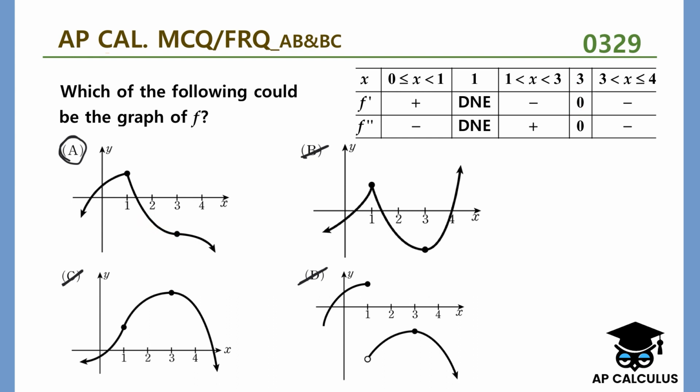So slope here is 0. And what happens is that f double prime changes from positive to negative, right? We must have a point of inflection. Concave up, concave down, right? And f is decreasing since f prime is negative in this interval. Decreasing. Concave up, concave down, decreasing. Right? So A must be the graph of f.